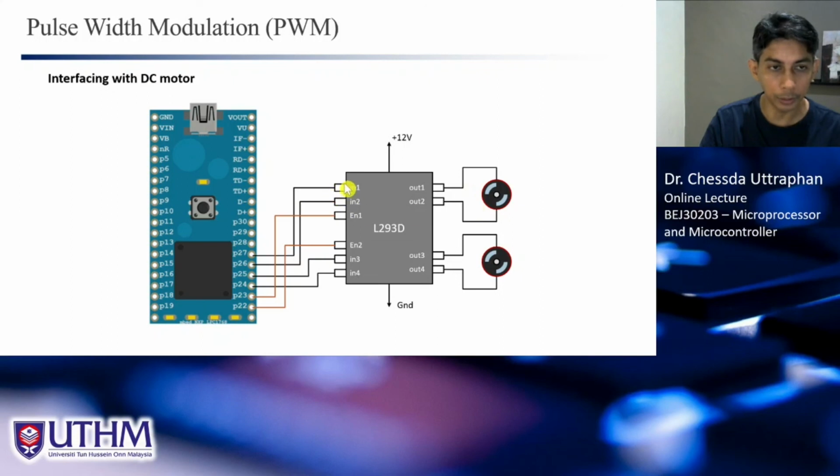So for example, if this one is 1 and this is 0, the motor will turn in clockwise rotation. But if it is the opposite, 0 and 1, it will turn in anti-clockwise rotation. Same as this one. So this is how we control the motor using a microcontroller. We have the direction control here, and the speed control is using the PWM signal. And of course, in this case, you need two PWM outputs.